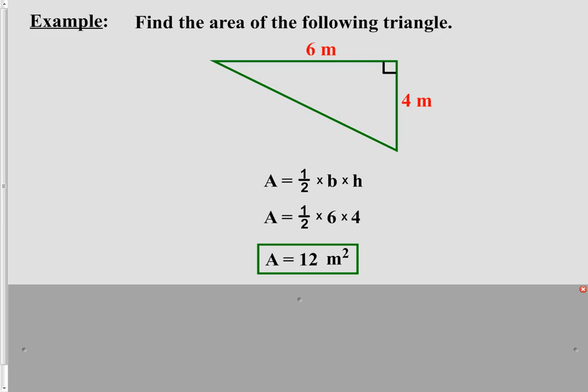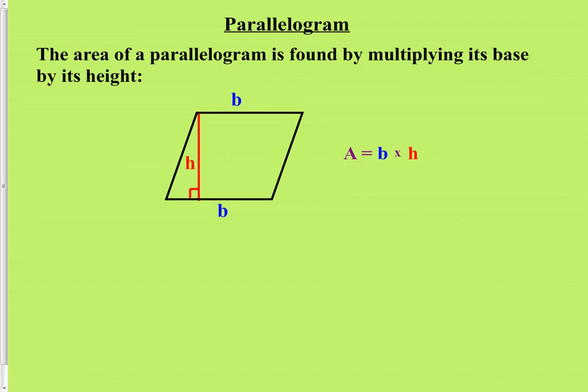Moving on. Now we're going to take a look at the different quadrilaterals that we've discussed in recent months. We're going to start off with our friend, the parallelogram. Now this is a formula you should also be familiar with. The area of a parallelogram is found by multiplying its base times its height.